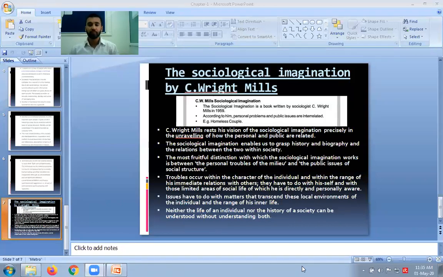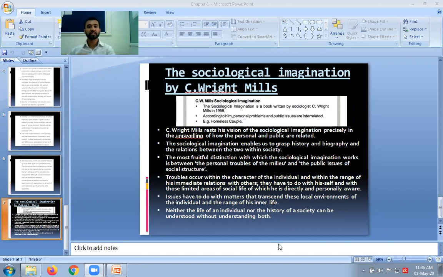And issues are something that are beyond, that transcend. Look at what is written here. I'm using my cursor to show you. Transcend means something that is beyond, right? When we talk about personal troubles, that always happens in the local environment. When we talk about public issues, they go beyond the local environment, beyond the local atmosphere. That's the reason they become public issues, right? So that's what I mean to say here.